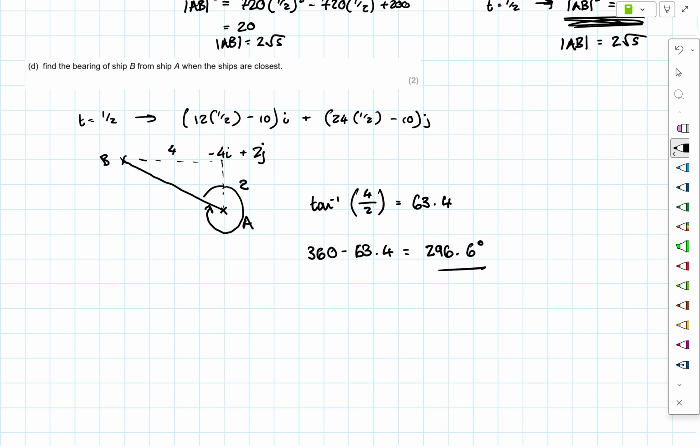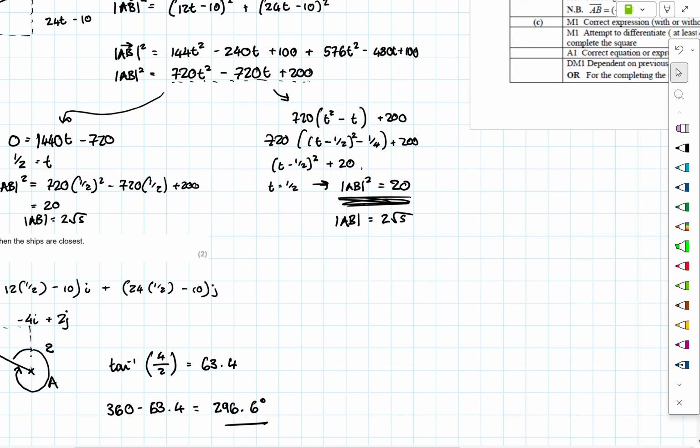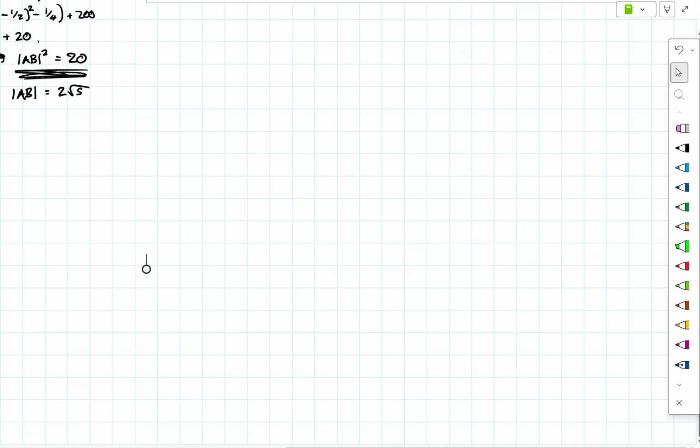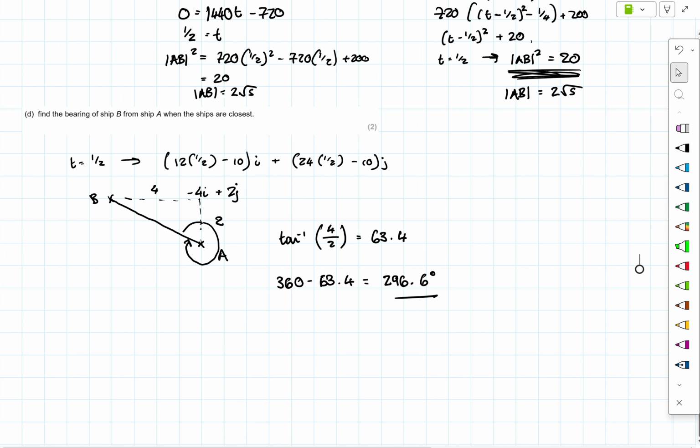So again, for anything to do with bearings, my recommendation is always try and draw a relatively accurate diagram, especially once you've found a time and produced yourself a new vector. Draw that vector out and see what happens then, because in these bearing questions, you're going to find an angle with a triangle, but it's what you do with that angle that actually decides whether you get the right answer or not. Let's just double check that is right. Yeah, that is right. Okay, cool. There you go.